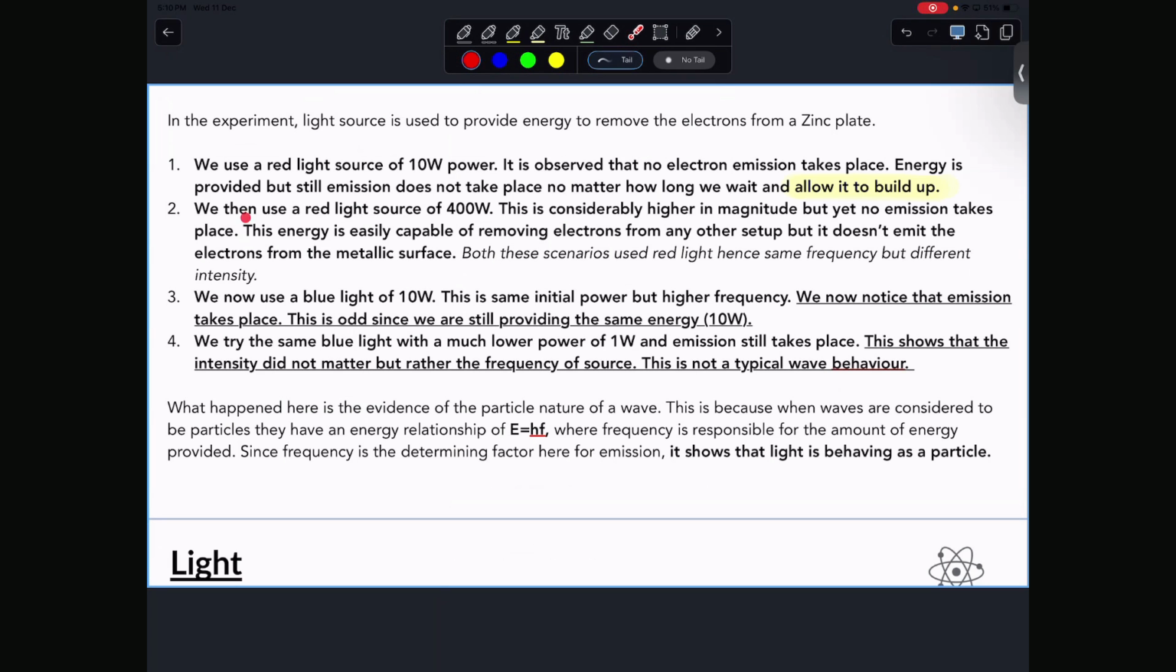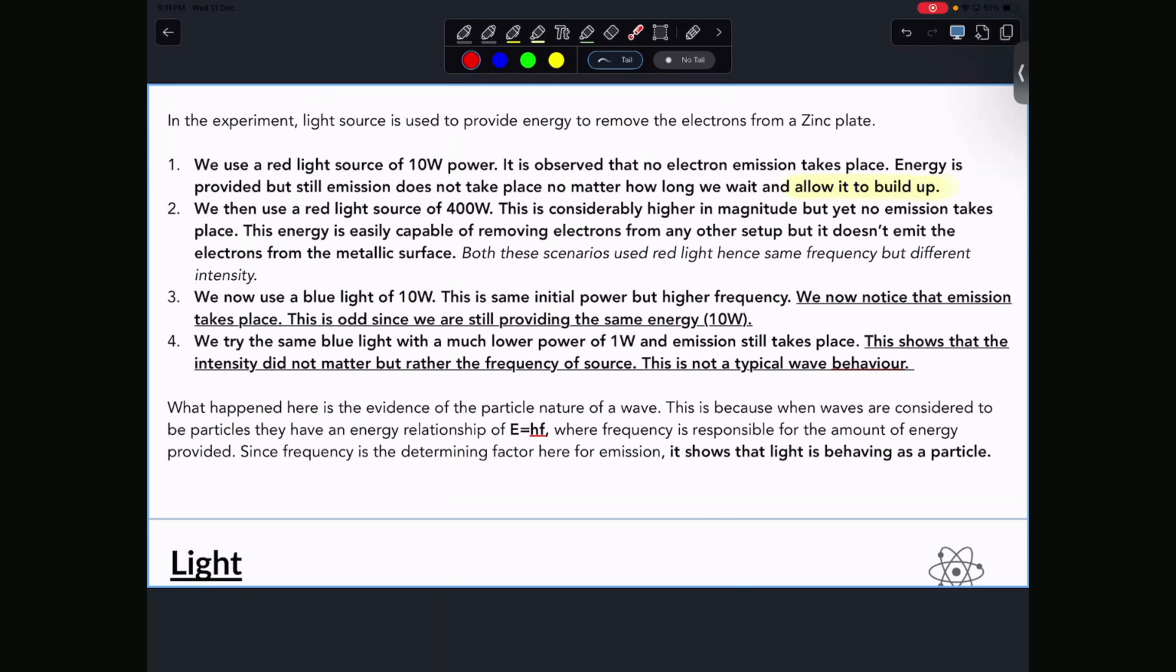Right. The next one is when we use the red light of 400 at a much higher power. The magnitude is much higher, yet no emission takes place. This energy is easily capable of removing electrons from any other setup, but here it doesn't happen from a metallic surface. So why is it not happening here? Because it's very stubborn. The electron will only interact with what? A photon. And if the photon has the right amount of energy, then only it interacts. Okay?